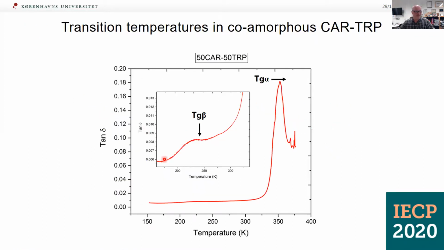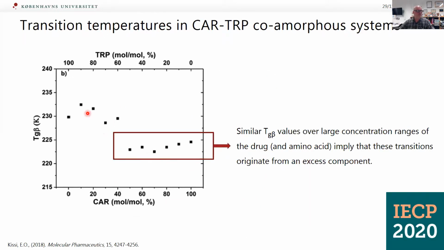However, if we are looking at the beta relaxation, a different picture emerges. The beta relaxation temperature here for some systems remains hardly unchanged. Please note the very narrow temperature here on the y-axis, only going from 215 to 240 Kelvin. But at some point, we get a change in the beta relaxation temperature to another beta relaxation temperature. So we have similar Tg beta values over large concentration ranges of the drug and the amino acid, and this implies that these transitions originate from an excess component.